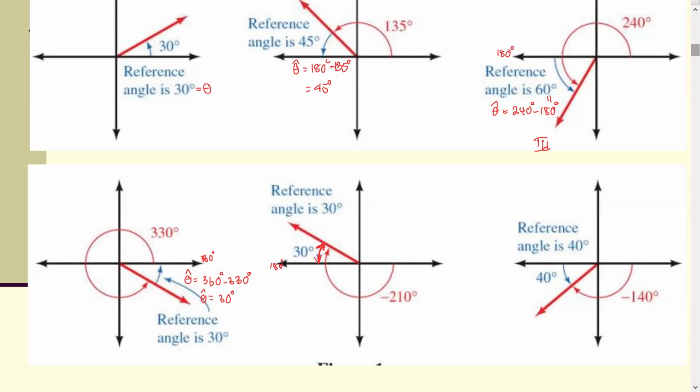Another example of a negative angle: negative 140 degrees, which is located in the third quadrant. The reference angle is the difference between the terminal side and the closest x-axis. Negative 140 degrees is 40 degrees more to get to the closest x-axis, which is negative 180 degrees or 180 degrees. Therefore, the reference angle is 40 degrees.